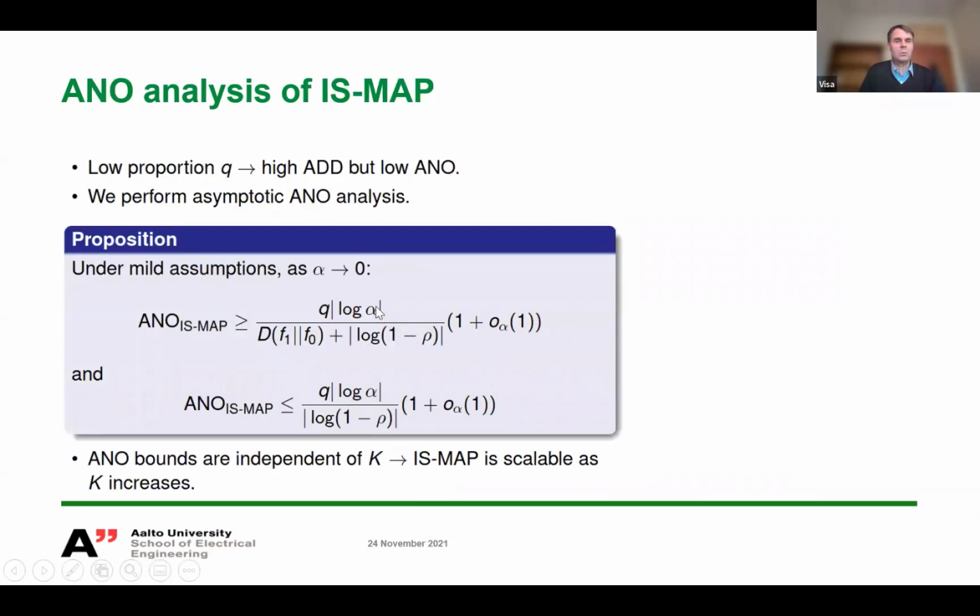And we have also established similar upper and lower bounds for this average number of observations. And then one important factor is the impact of this Q, i.e. the proportion of sensors you are monitoring. So if you have a low proportion of sensors, then the detection delay would grow, but at the same time, you'd be very data efficient.